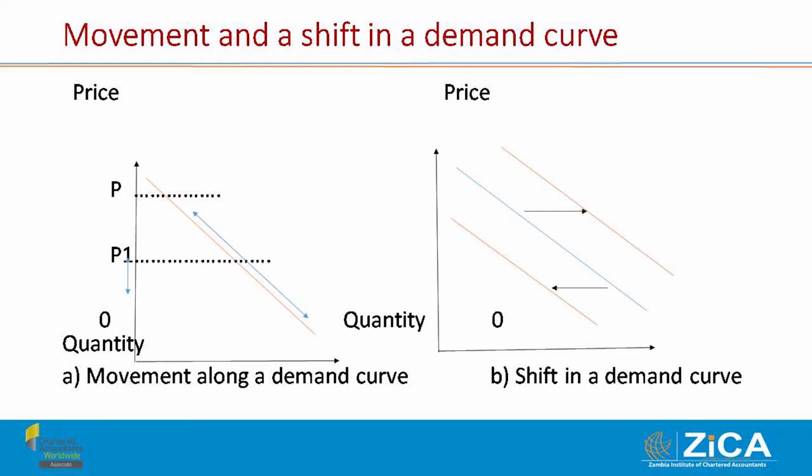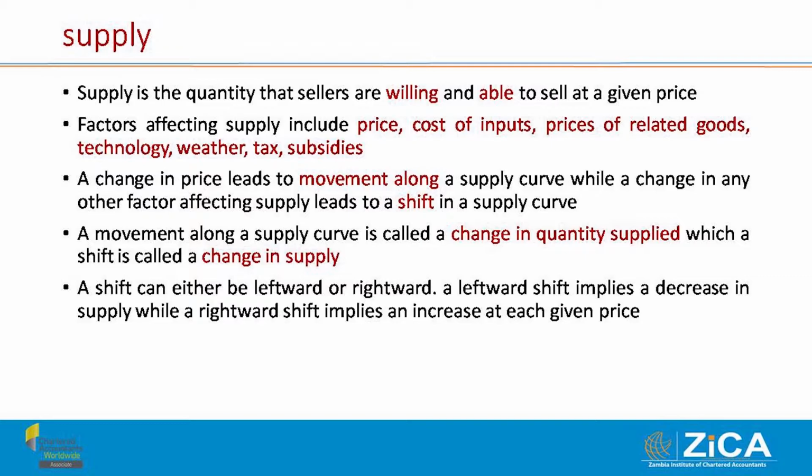Okay, let's quickly move on to the other side of the equation, which is supply. Supply is the quantity that sellers are willing and able to sell at a given price. And there are many factors as well that affect the quantity supplied, including the price, the prices of related goods, where we have complements and substitutes in production. We have the costs of inputs, technology, the weather. These are some of the common factors that influence supply.